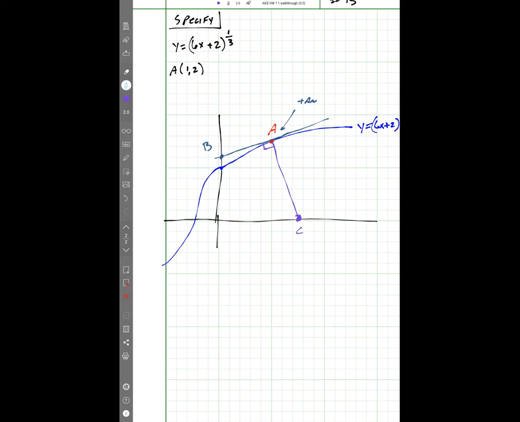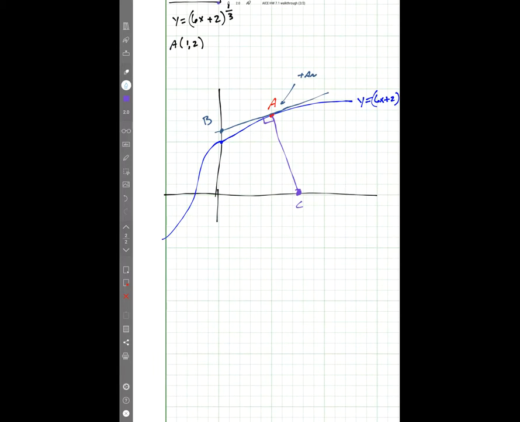Find the distance BC. Let's focus on those two first, then we'll come back and look at our picture. So first things first, we need to find the equation of the tangent AB and the normal AC. So we need to find the gradient of AB. Well, we do that by the derivative.